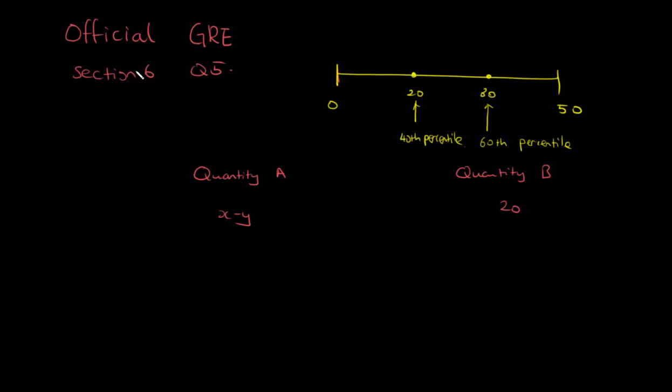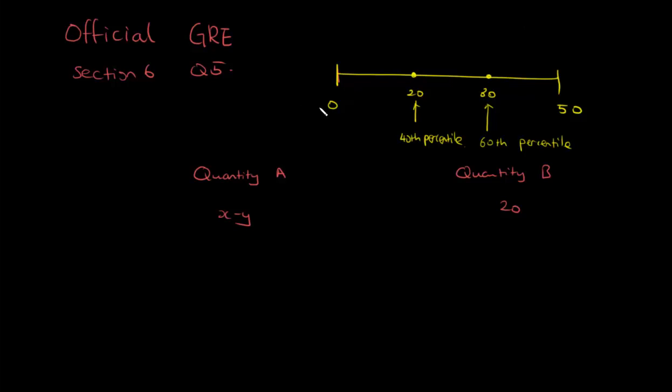All right, this is the solution to official GRE section 6, question 5. The question reads: T is a list of 100 numbers that are greater than 0 and less than 50. The number x is greater than 60% of the numbers in T, and the number y is greater than 40% of the numbers in T.